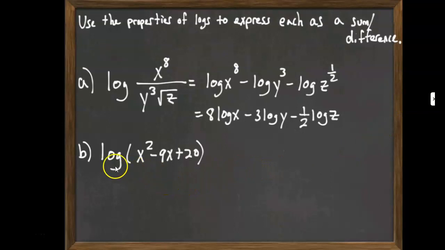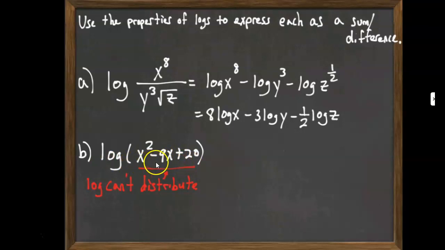This next problem here is one that can very easily fall into a trap. You have log, parentheses, inside we have x squared minus 9x plus 20. But the log cannot distribute across addition and subtraction. A common mistake is I'll see people do log x squared minus log 9x, something like that, plus log of 20 or something like that. They'll try to distribute it, but it doesn't work. Logs can only distribute across multiplication and division.